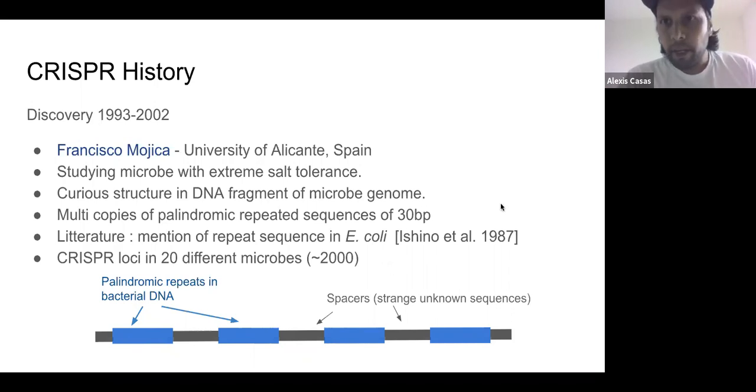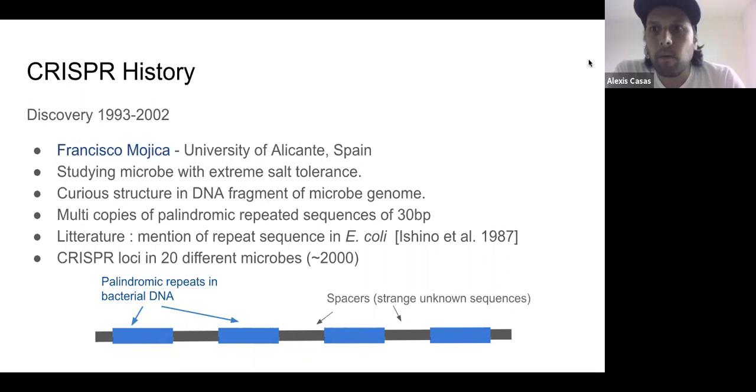The discovery of CRISPR goes back to 1993, where a young scientist named Francisco Mojica from the University of Alicante in Spain started studying some microbes with extreme salt tolerance. He found a very curious structure in a DNA fragment of a microbe genome. It showed multiple copies of a palindromic repeated sequence of 30 bases separated by spacers of roughly 36 bases.